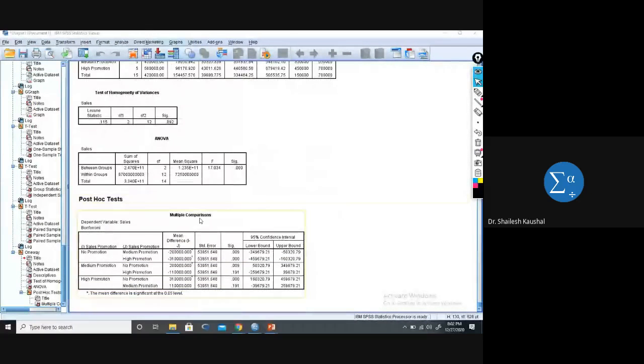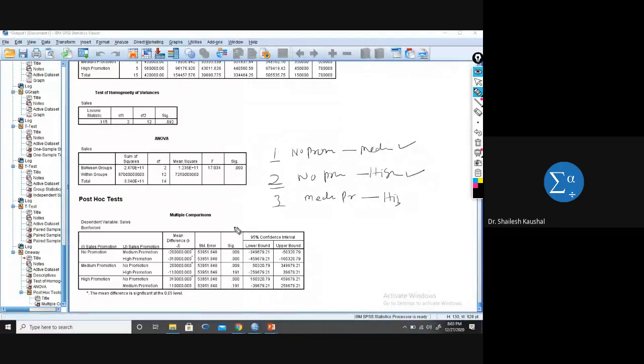Now this is the post hoc analysis test. It means we will compare. We will create three groups, meaning there are three pairs. Pair 1, no promotion with medium promotion. Second pair, no promotion with high promotion. And third is medium promotion to high promotion. Although we should check only no promotion with medium and no promotion with high promotion.